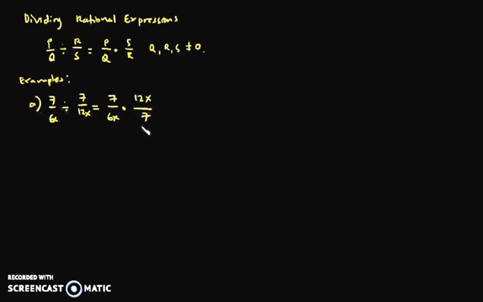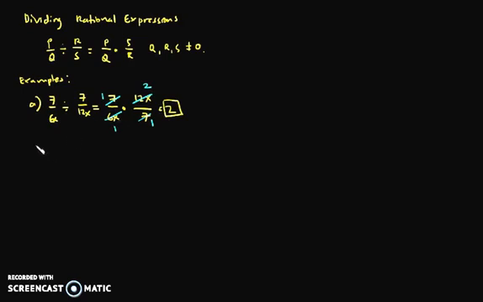Applying now what we have learned in the previous topic, multiplication of rational expressions, the 7s will be cancelled out, and also 12x divided by 6x gives us 2. So the final answer is 2.